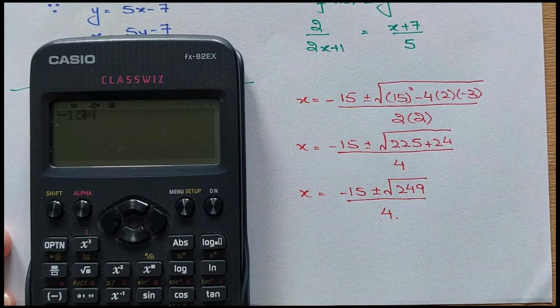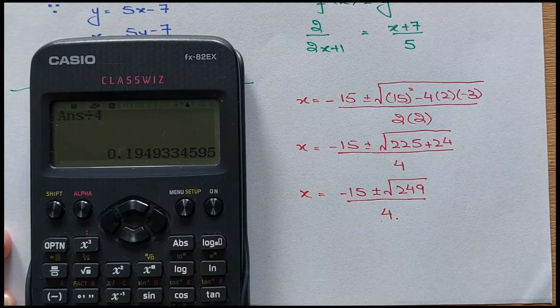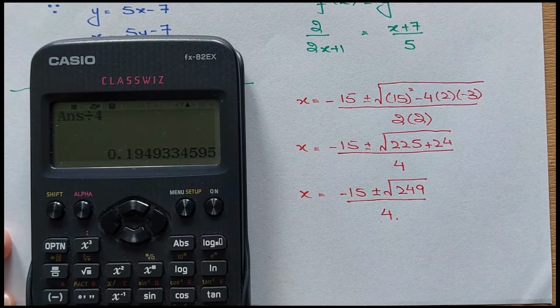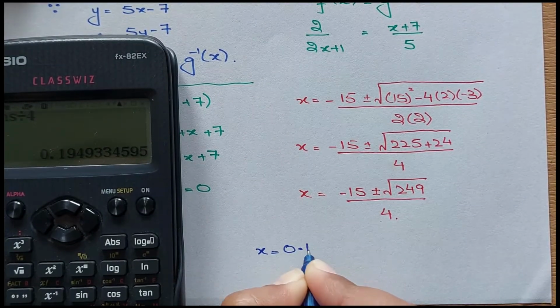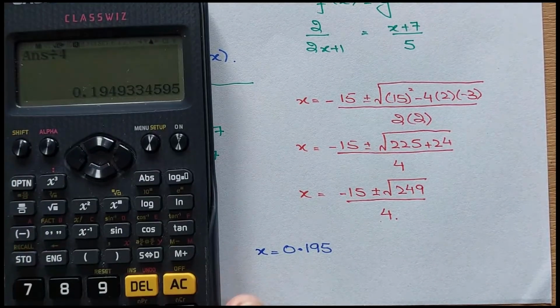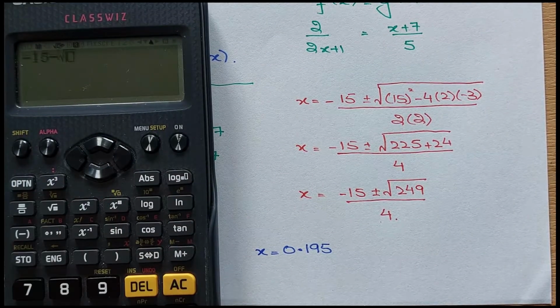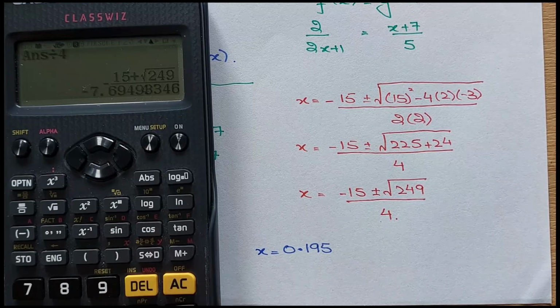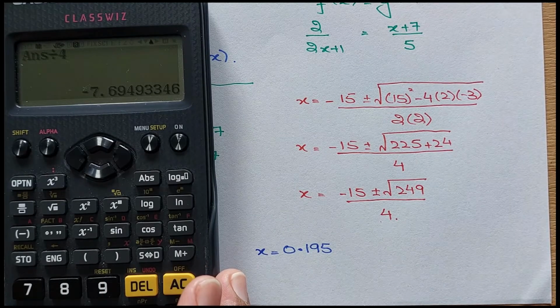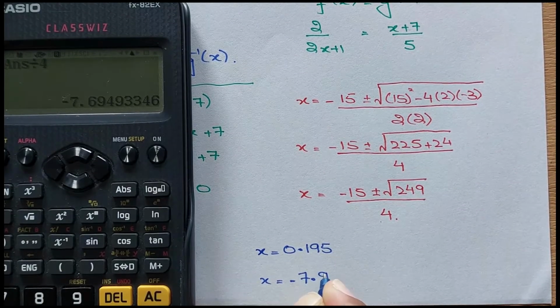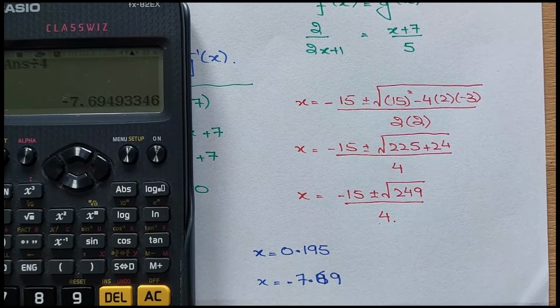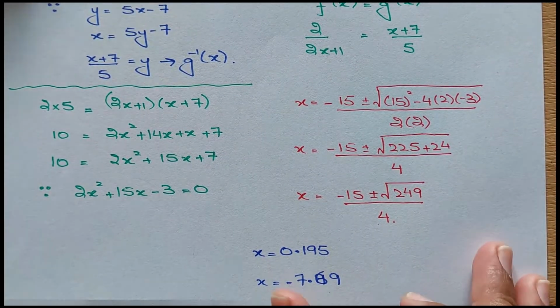So minus 15 plus the square root of 249, divided by 4, that is 0.195, and we round to 3 decimal places. Okay, so the first x value is 0.195, and for the second we have minus 15 minus the square root of 249, divided by 4, that is, yes, negative 7.69. Okay, now which one do we say is the solution?